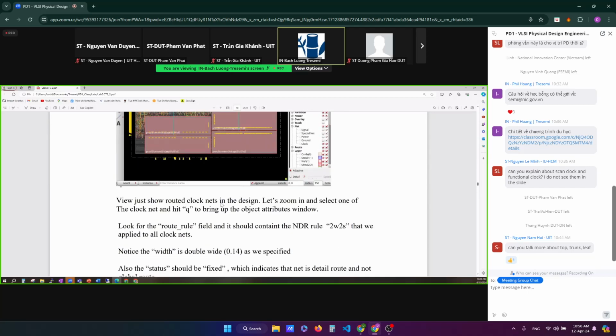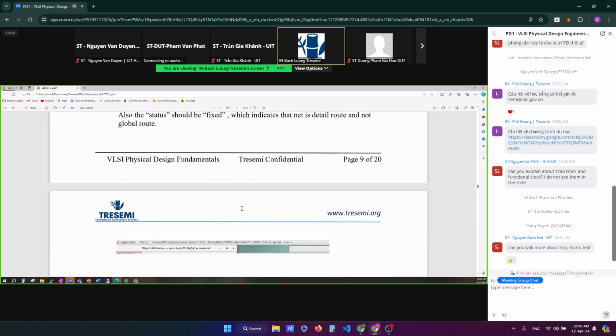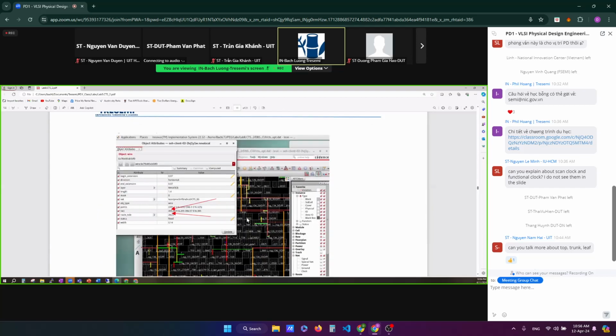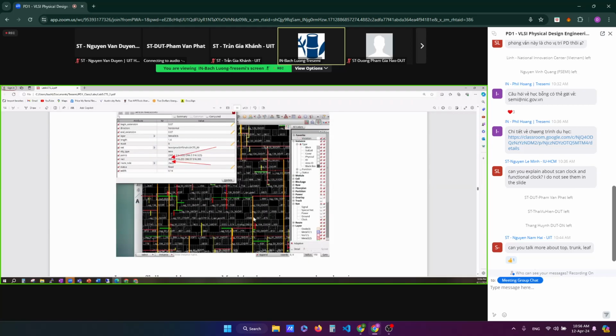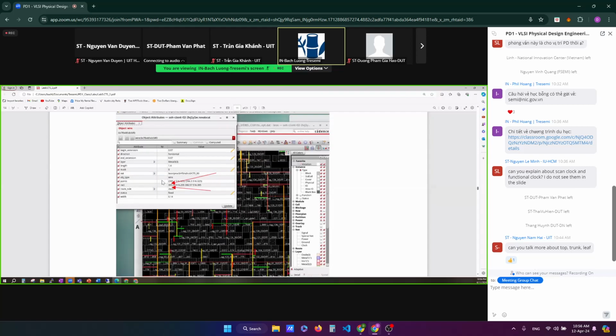And so let's zoom in. I had you guys zoom in and select one of the clock nets to make sure the NDR rule is applied. So zoom in, select any clock net, and hit Q to bring up the object attributes. And you just look at the routing rule.